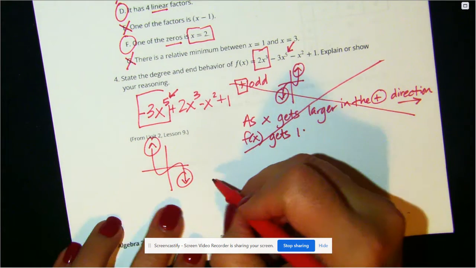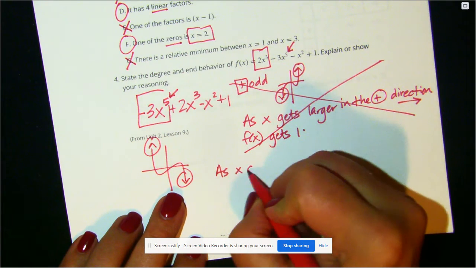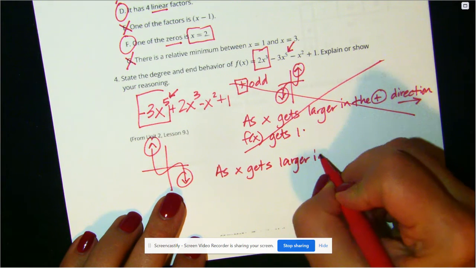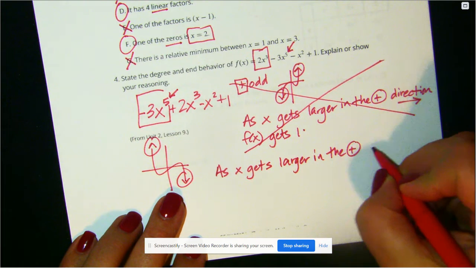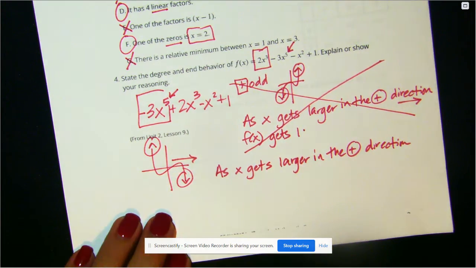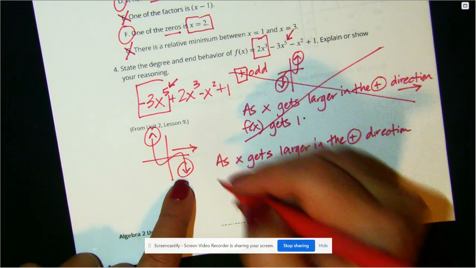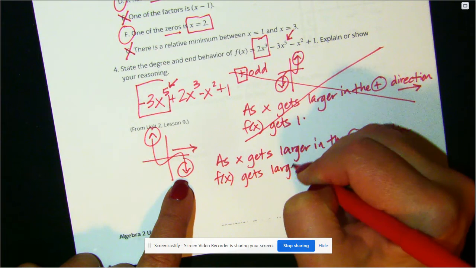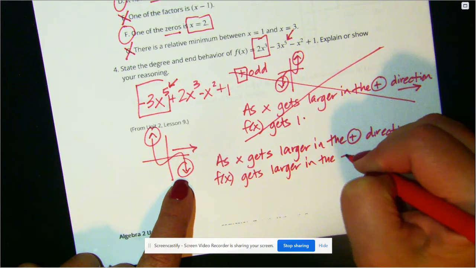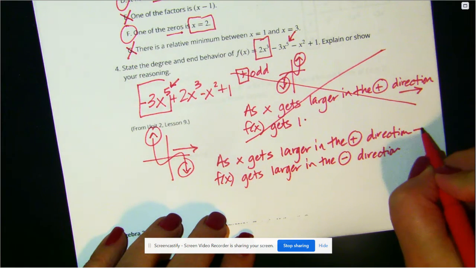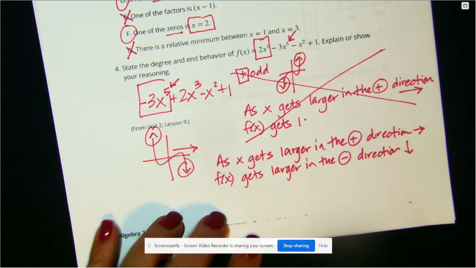All right, redo. As x gets larger in the positive direction, so as I'm going over this way, what's happening to the graph? F of x gets larger in the negative direction. So as I walk to the right, it was going down here.